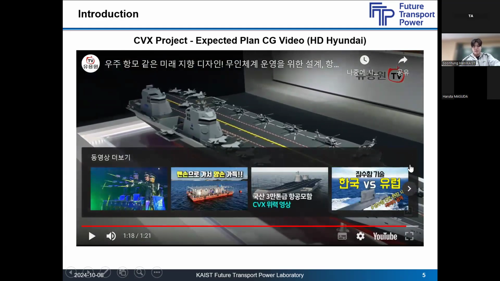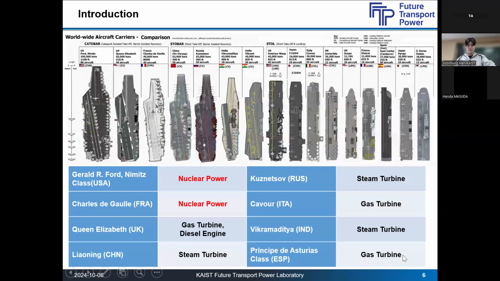As you can see, there is a difference between the two ships. You can see the F-35B jet plane, not only helicopters, and also we can see the ski jump takeoff platform on the aircraft carrier.